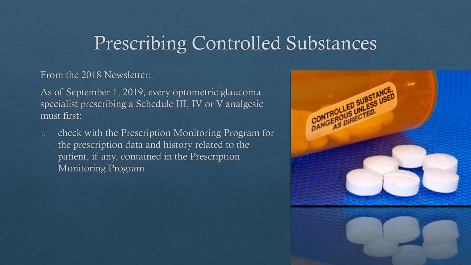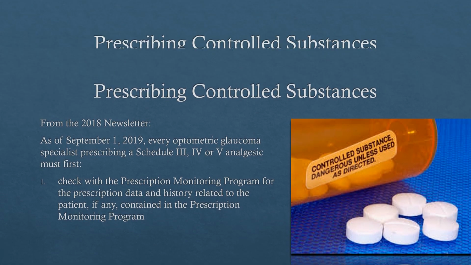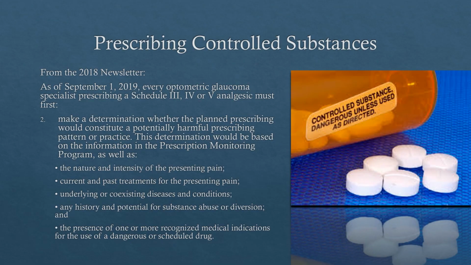So again, we're only looking at Schedule 3, 4, and 5 analgesics. You must, number 1, look at the PMP. And number 2, you're required to make a determination whether the prescribing will constitute a potentially harmful prescribing pattern or practice. In addition to looking at the PMP information, you have to look at the nature and intensity of the pain, current and past treatments for the pain, underlying or coexisting diseases and conditions, history and potential for substance abuse or diversion, and the presence of one or more recognized medical indications for the use of the controlled substance.